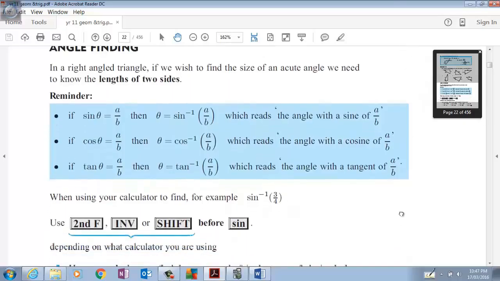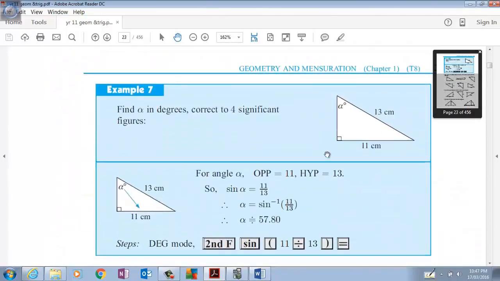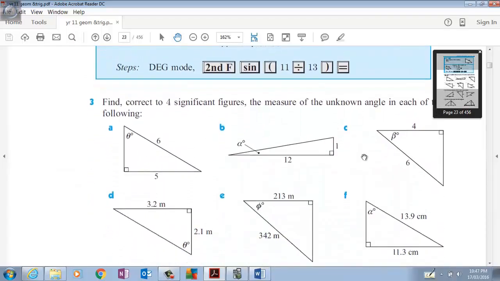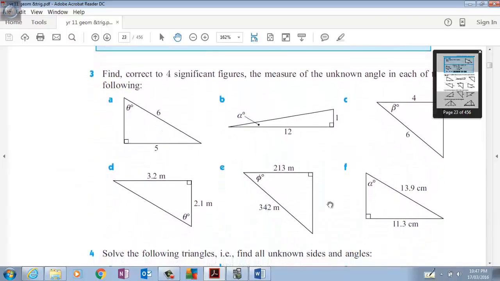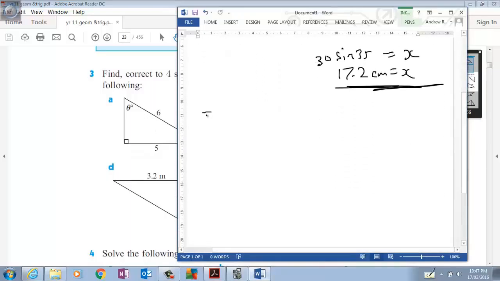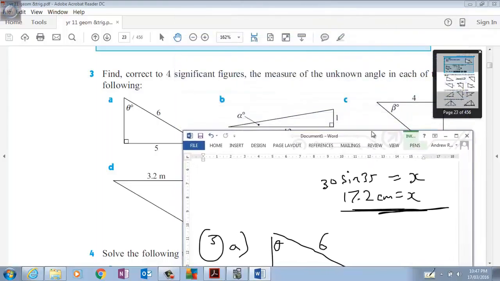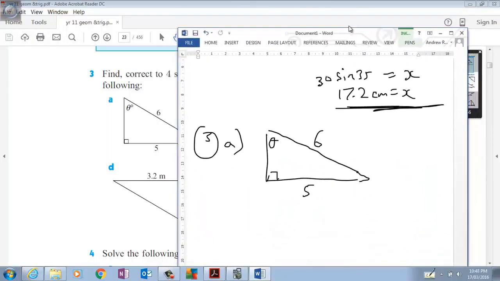The next set of questions is about finding angles. I'll start with question 3. Part A, we've got a right angle triangle and we've got an unknown angle, but we do know the hypotenuse and we do know a side. And the question is, find the measure of the unknown angle.